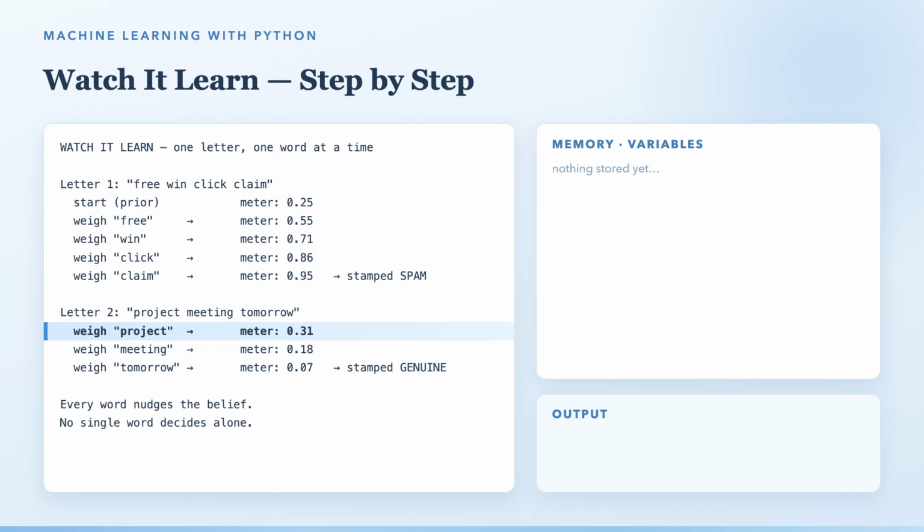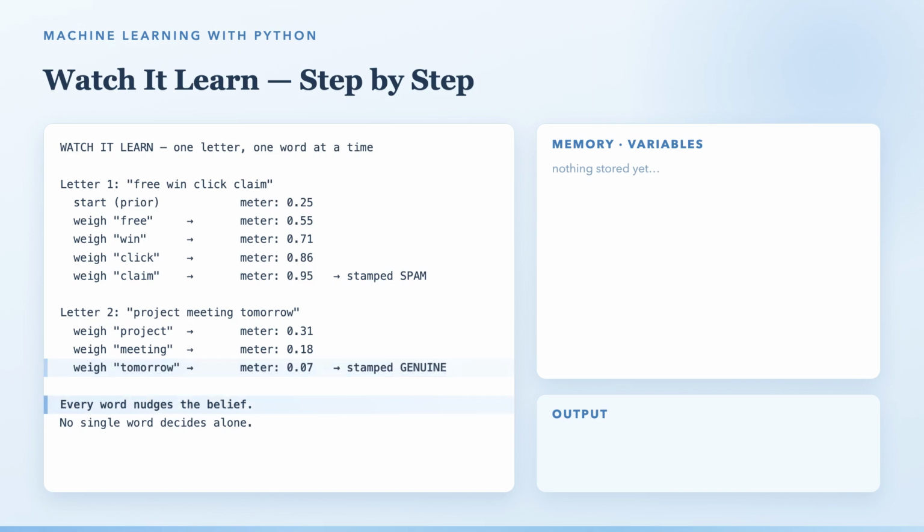Let's trace the panel line by line, at a resting pace. Letter 1 reads, free, win, click, claim. We start at the prior. The meter shows 0.25. Weigh free. The meter rises to 0.55. Weigh win, 0.71. Weigh click, 0.86. Weigh claim, 0.95. And the letter is stamped spam.